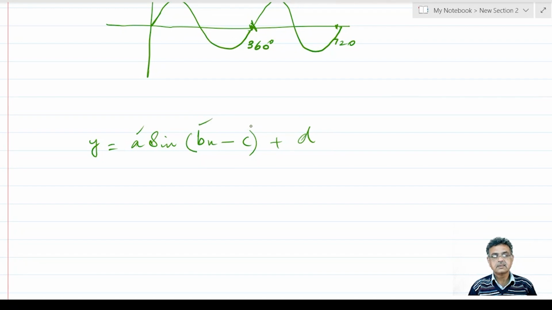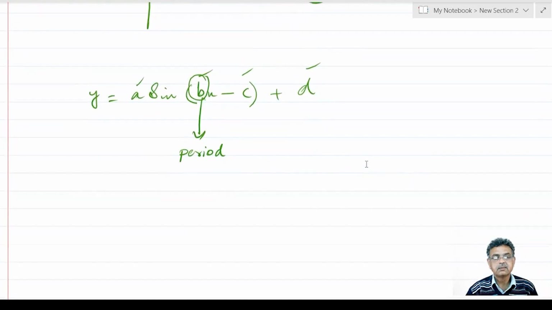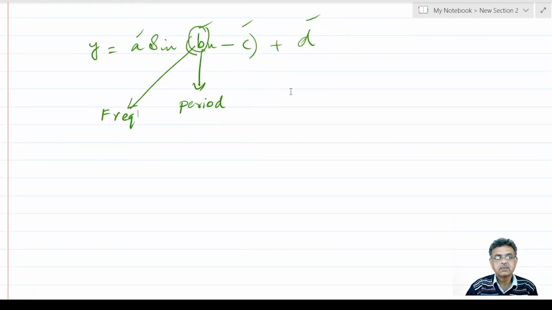We discussed what these constants mean, and this value of b only decides the period. How do we decide the period? By using this value. In the previous video on the graph of sine x, we had named it the frequency of the graph. So now we will discuss in what context we call that frequency, and what we mean by period. These two things we have to relate.